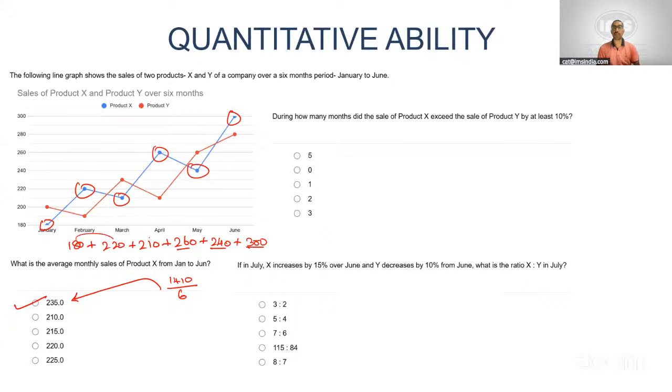During how many months did the sale of product X exceed the sale of product Y by at least 10%? I think this is doable if you ask me. Product Y by at least 10%. 180, 200 is a yes. 190 to 220 is also a yes. Okay, I think time is up. Time is up. I'll stop. I'll stop this problem also.